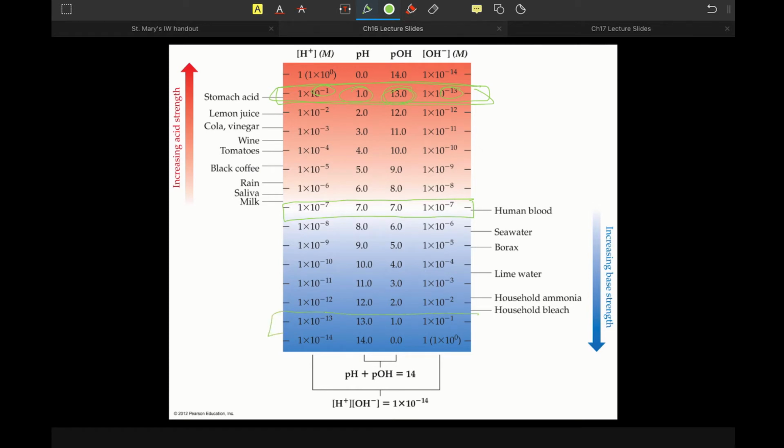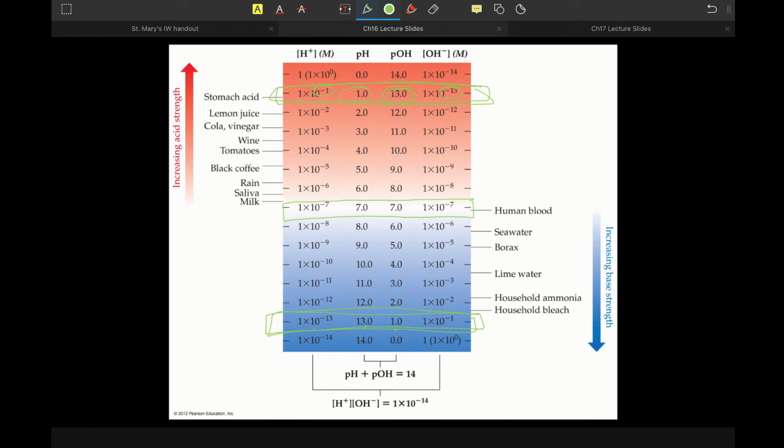Whereas if we come to the opposite end, we see the opposite scenario where we have 10 to the negative 13th for hydronium, which leads to a pH of 13, a pOH of 1, and 10 to the negative 1 for hydroxide. So just be mindful here that we are reasoning through and thinking, because all of the hydroxide ones are one extra step if we're trying to get from hydroxide ion concentration to pH.